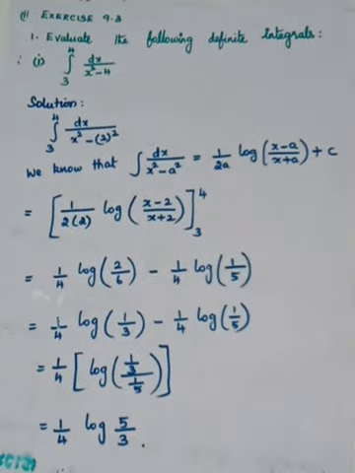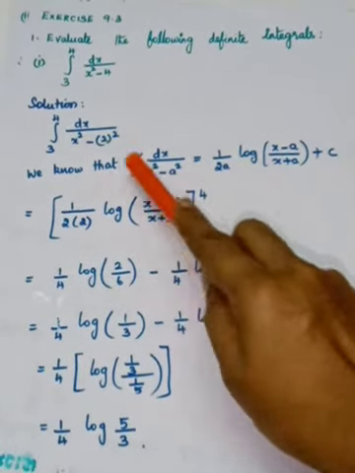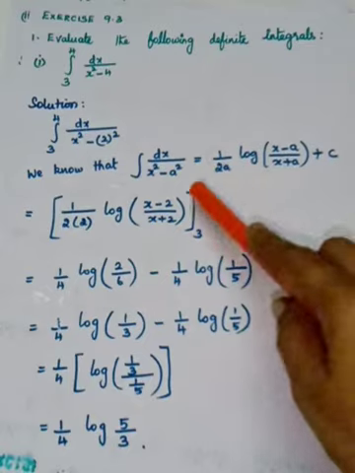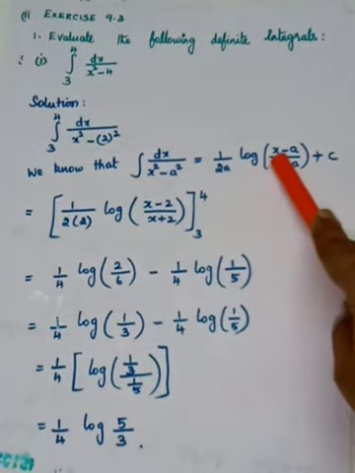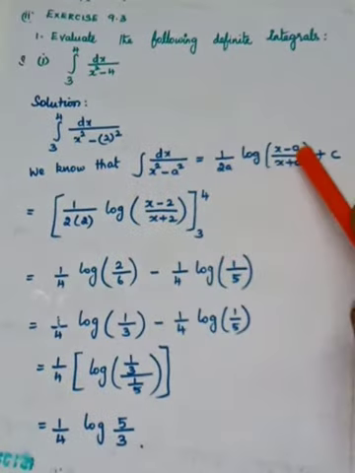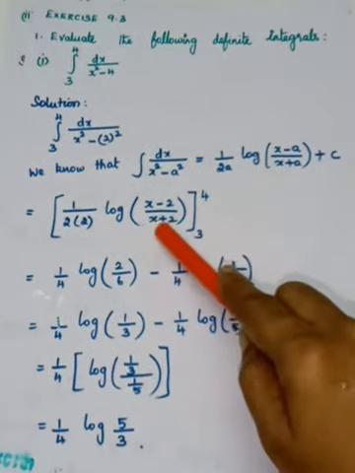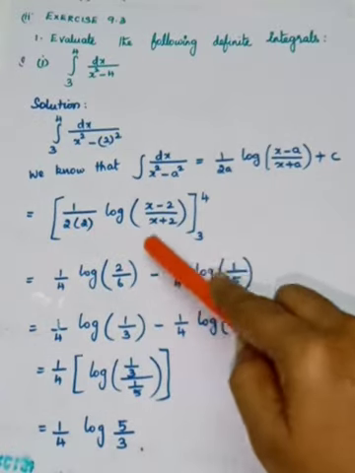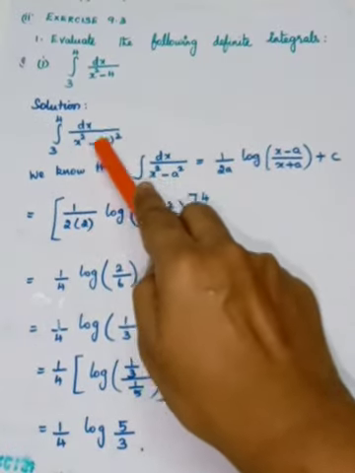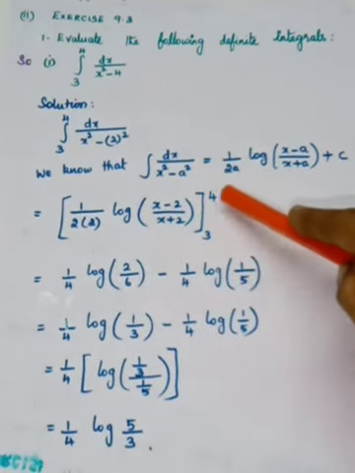According to the second fundamental theorem, first you have to integrate. Using that formula, in the place of a you have 2. So wherever you have a, you substitute 2. So it is 1 by 2 into 2 log of x minus 2 divided by x plus 2. After that, you have to apply the limits. So first you integrate the given function, and then apply the limit 3 to 4.